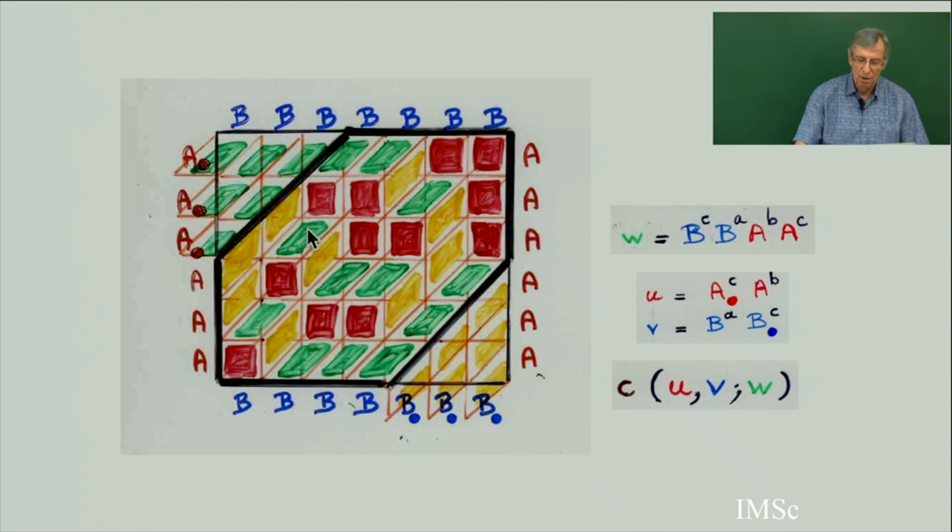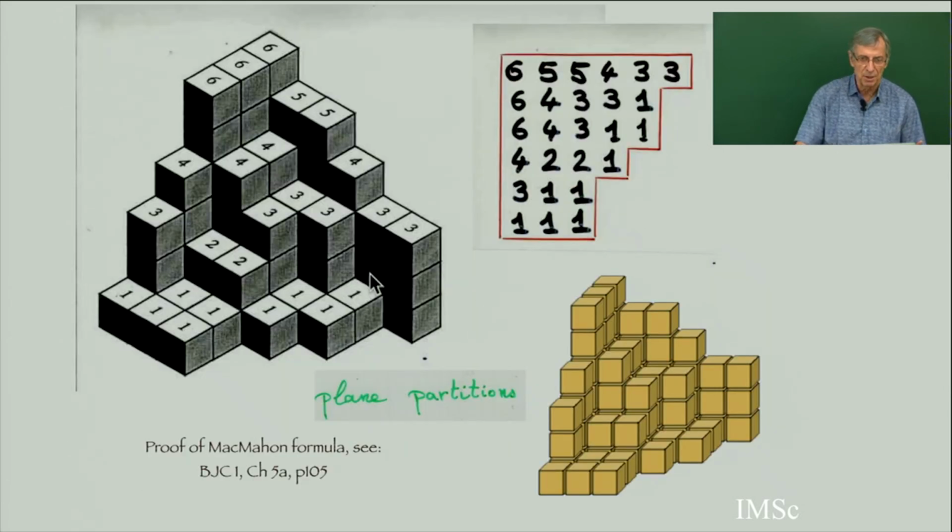This is a rhombus tiling with some border condition. And so the word W is this, the word U and V and this. And then the coefficient of U, V, W depends on 3 parameters. We show there is a classical formula for this. This classical formula is in bijection with plane partitions.